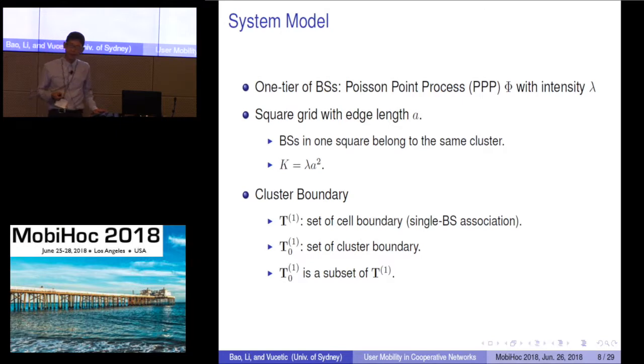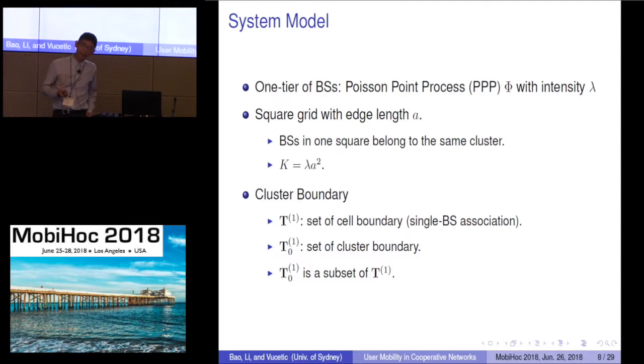So we consider a system with one tier of base stations, and the base stations form a Poisson point process with intensity lambda. We also have a square grid with edge length A. Base stations in one square belong to the same cluster, as I just showed in the previous figures. So K is equal to lambda times A squared.